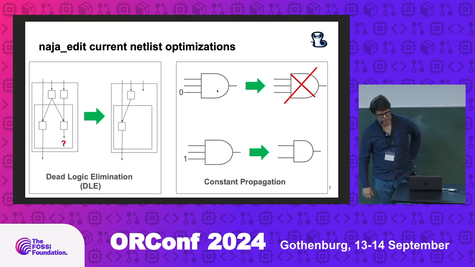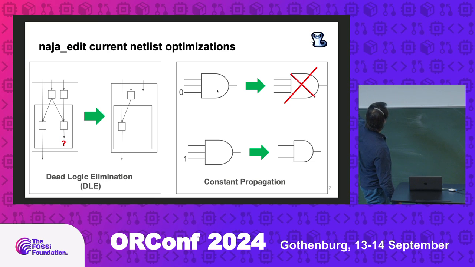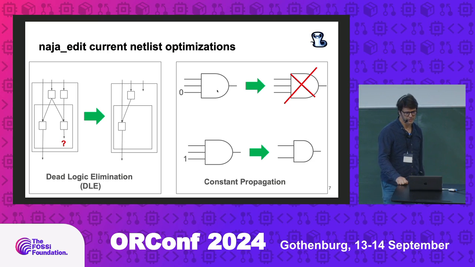So what kind of optimization are we currently doing? Basically three. The first one is dead logic elimination. It's very simple. Again, the important item here is that we are keeping the hierarchies, and so we are propagating this all over the hierarchy. Also, if you have a zero in front of an AND, we'll remove it. And if there is a one in front of the AND, we'll do a reduce. So if we find constants in front of a gate, we try to identify a candidate in the standard cell library to replace it.